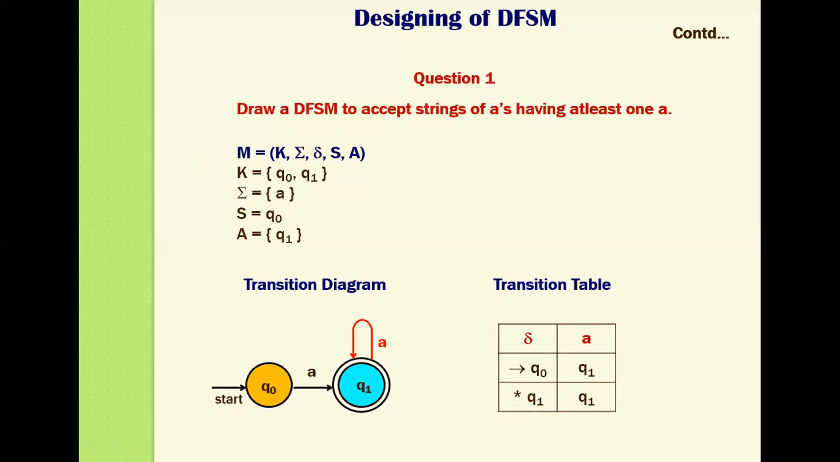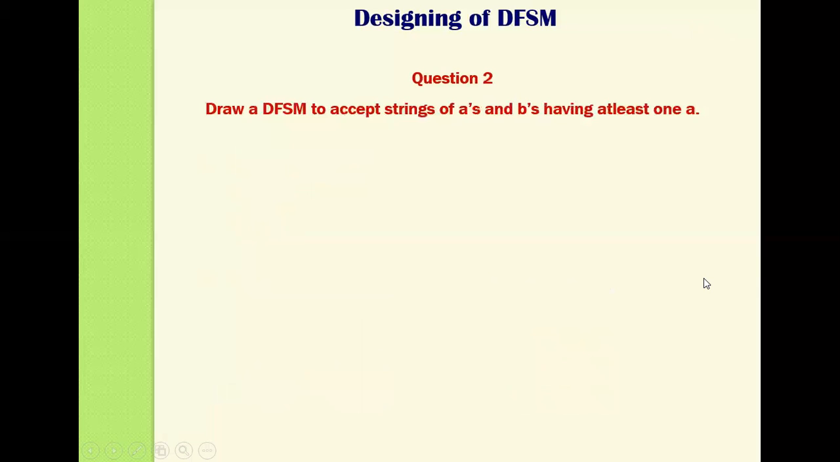Whenever a question is asked like this, you will have to write the steps, write the skeleton diagram, then complete it, then write what is M, all the tuple values you have to write, and then anyway this transition diagram you must have drawn, and also you have to draw the transition table. I hope it is clear, and let us try with the next question.